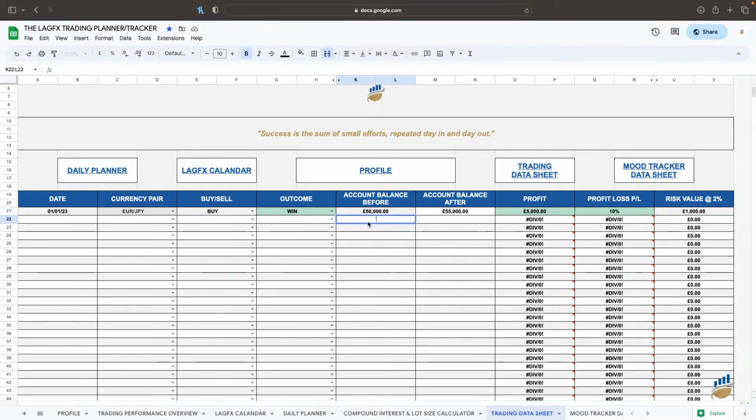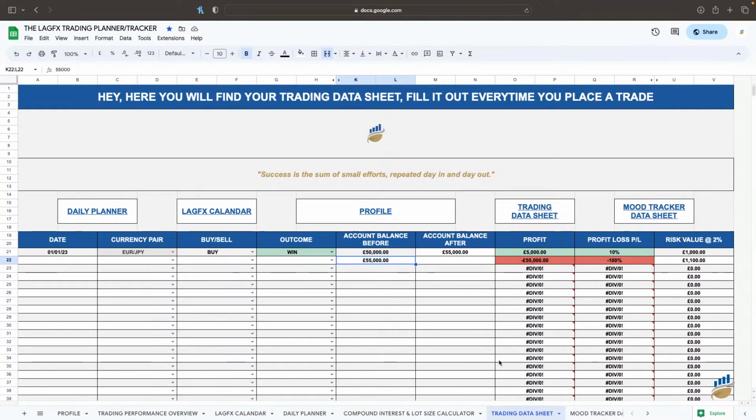If you have a habit of putting in your account balance before you fill this out, you'll know what you should be risking for your following trades. Your following trade should only be a maximum of 2%, so it's either going to be this figure or half of it, which would be 1%. So I should only be risking £1,100 per trade with a £55,000 trading account. That automatically filters and allocates everything for you as well.